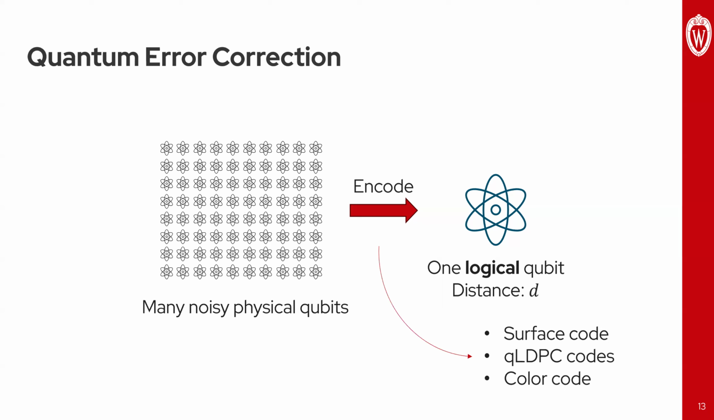Now this encoding can be performed using a variety of error correcting codes. There are quantum error correction codes like the surface code, QLDPC codes, and color codes. Of course, there are a lot of factors, but you can use any of these codes to encode these logical qubits using a lot of physical qubits.